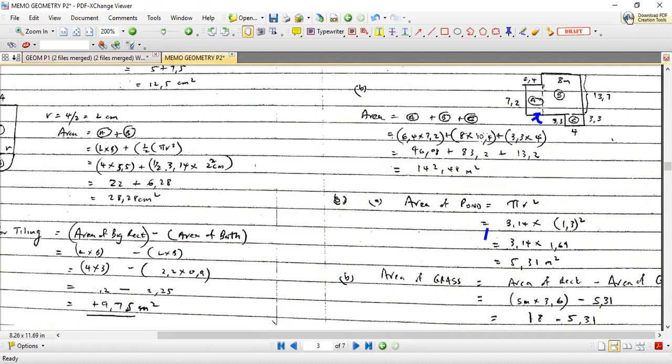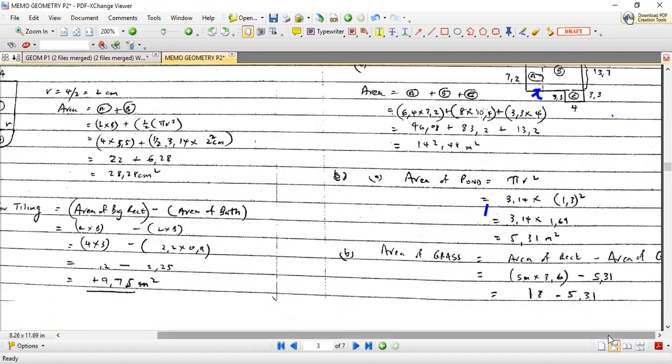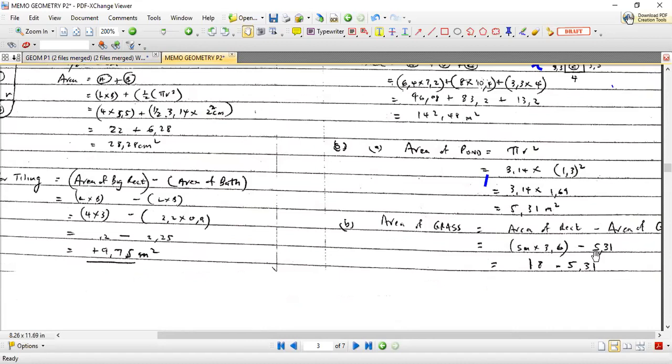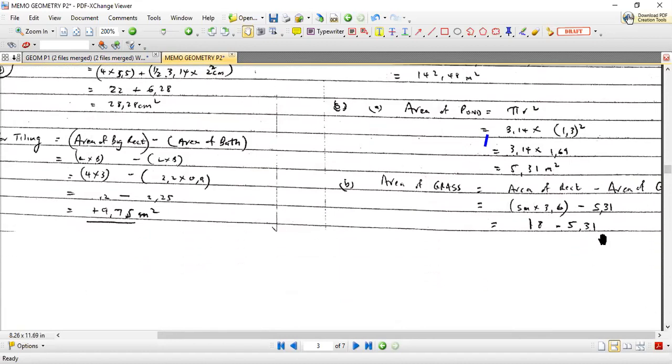So what I've done was I've calculated the area of the rectangle minus the area of the pond, which is 5,31. So it's 5 times 3,6, which is 18, minus 5,31. And we need to calculate that answer there, which is 12,69 meters squared. You can check that answer there.